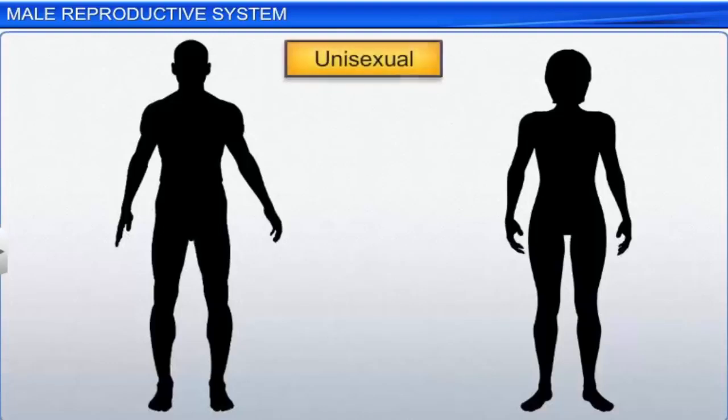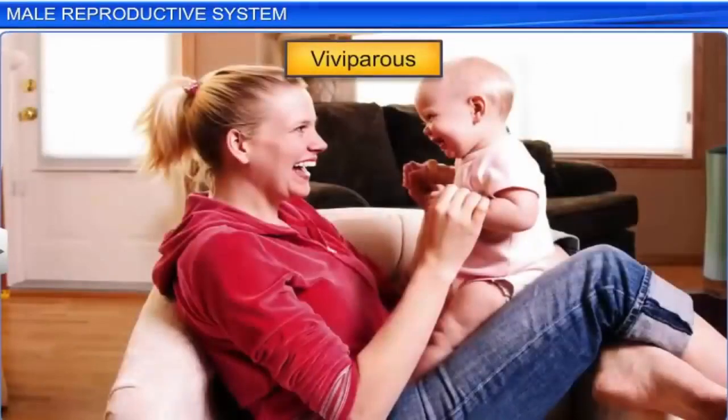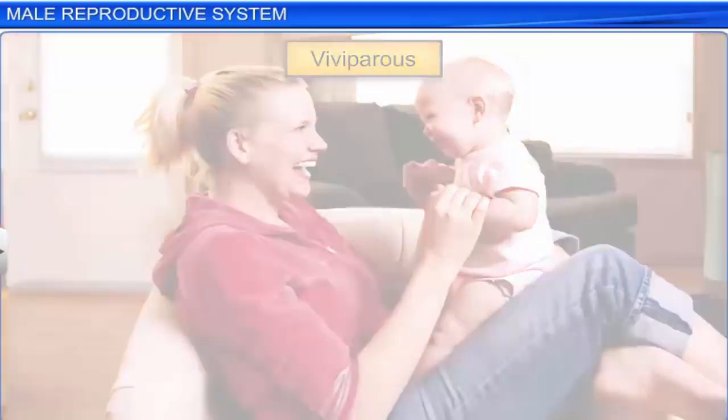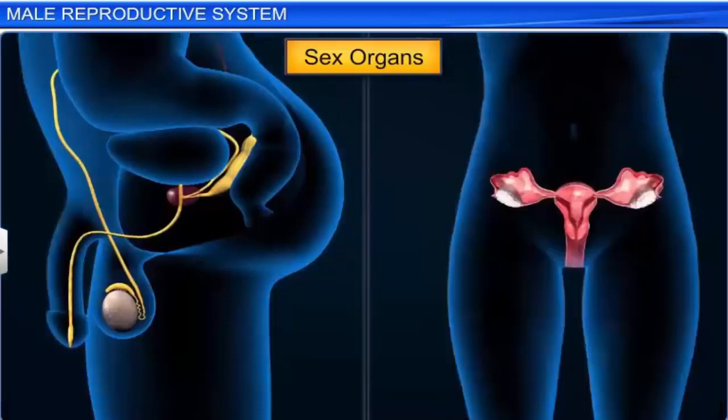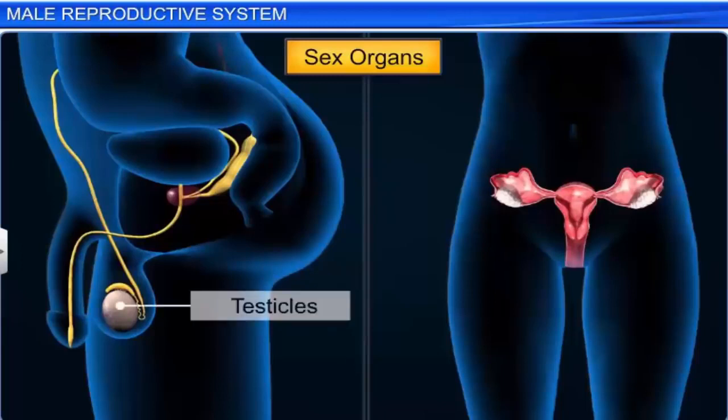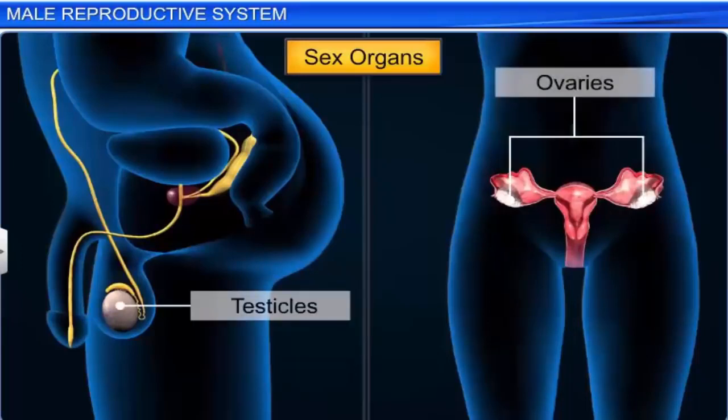Humans are unisexual and viviparous. The major reproductive organs include the external genitalia, like the penis in males and the vulva in females, along with a number of internal organs including the gamete-producing gonads like the testicles in males and the ovaries in females.